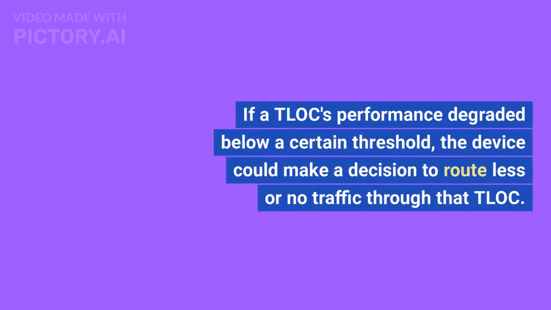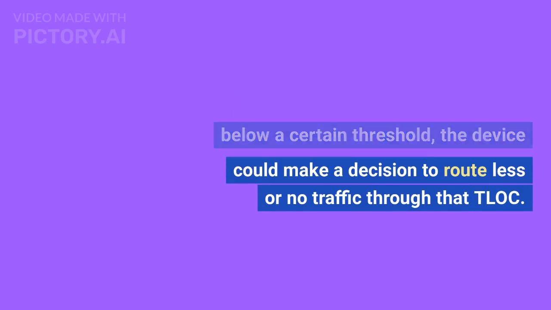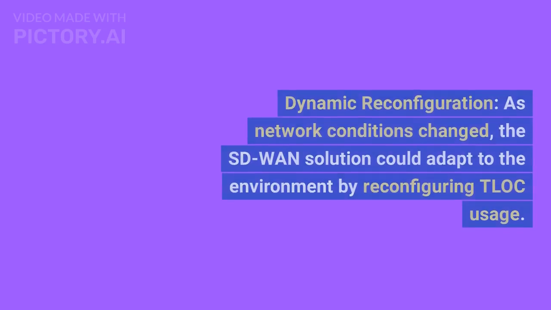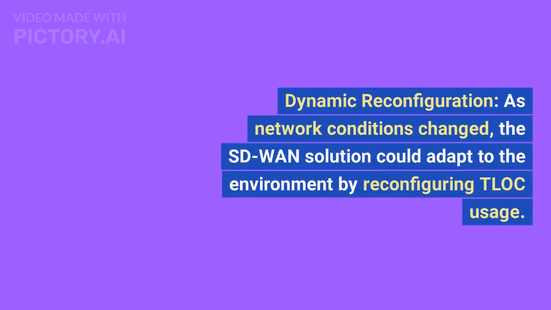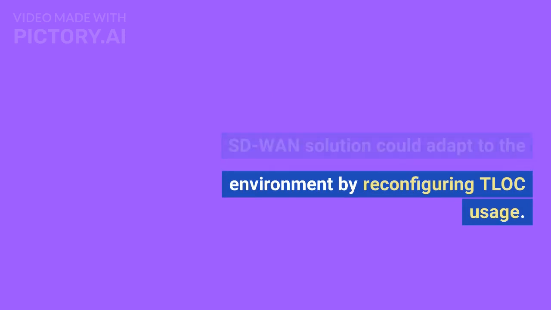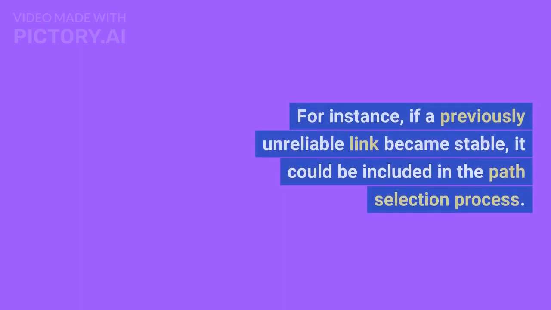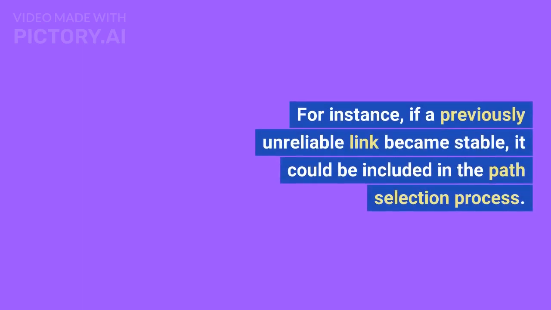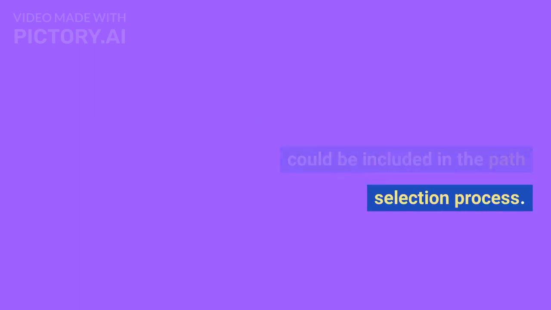If a TLOC's performance degraded below a certain threshold, the device could make a decision to route less or no traffic through that TLOC. Dynamic reconfiguration: as network conditions changed, the SD-WAN solution could adapt to the environment by reconfiguring TLOC usage. For instance, if a previously unreliable link became stable, it could be included in the path selection process.